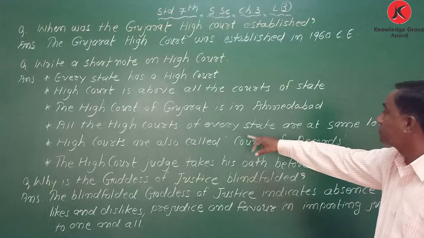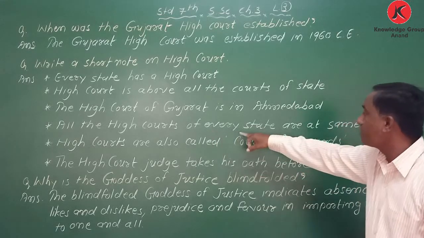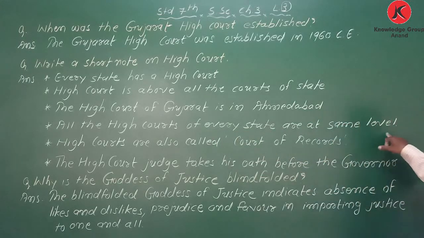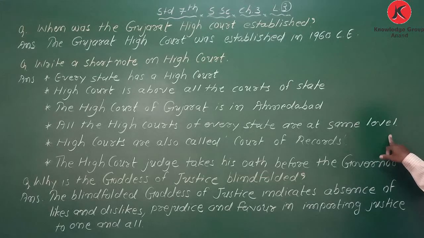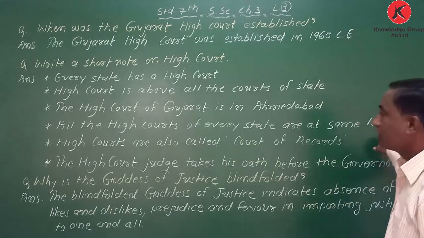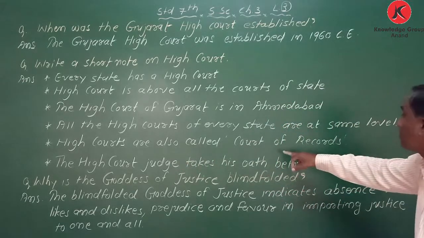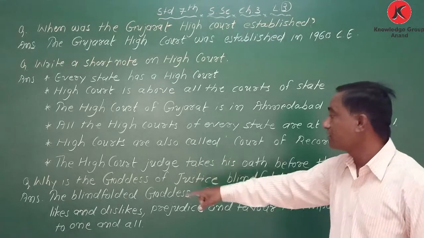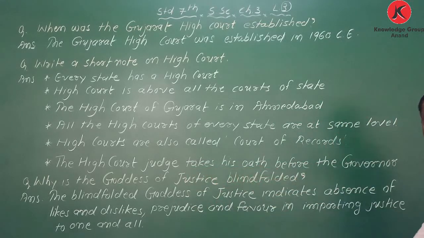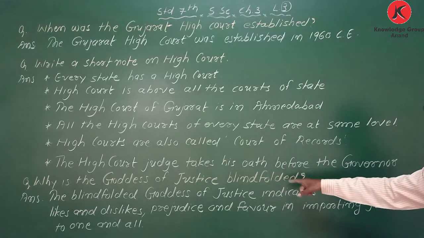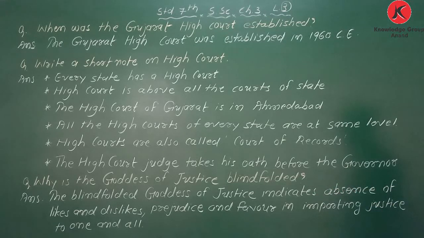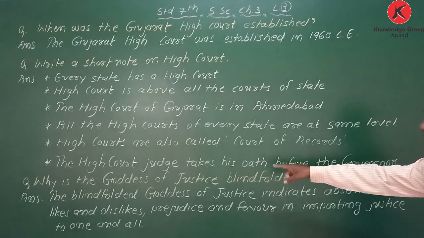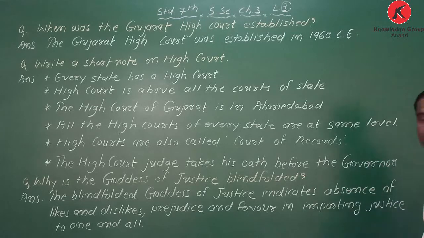All the high courts of every state are at the same level. Not even a single high court is higher and not even a single high court is lower. All high courts are equal. High courts are also called courts of record. Next one, the High Court judge takes his oath before the governor.